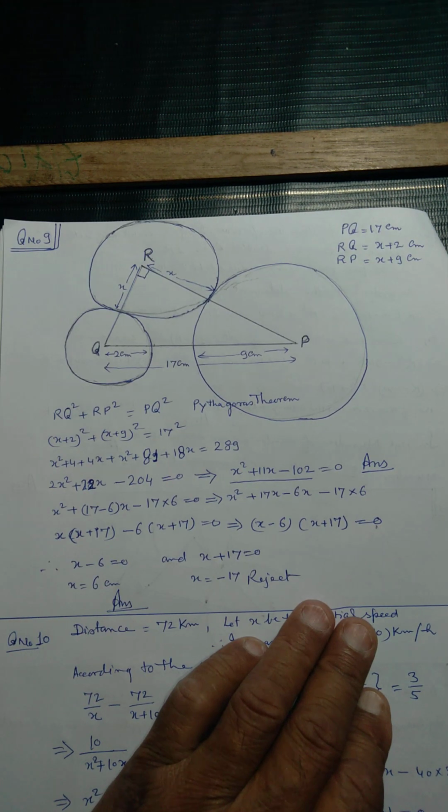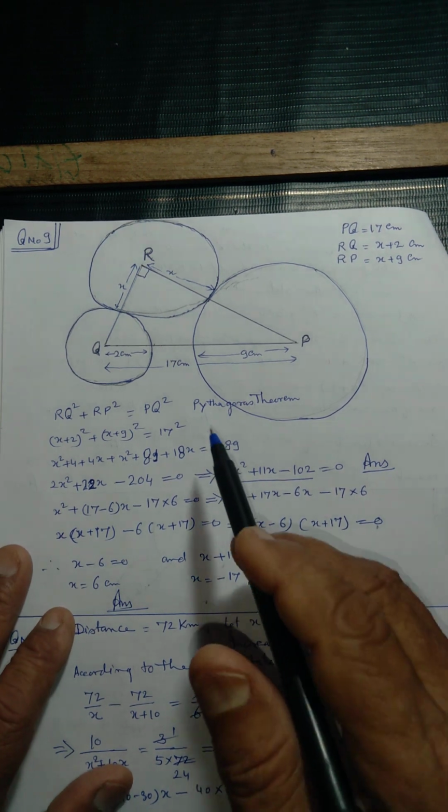Now question number 9. P and Q are the centers of circles of radius 9 cm and 2 cm respectively, where PQ is equal to 17 cm. R is the center of a circle of radius x centimeter, which touches the above circles externally. Given that angle PRQ is equal to 90 degrees, write an equation in x and solve it.